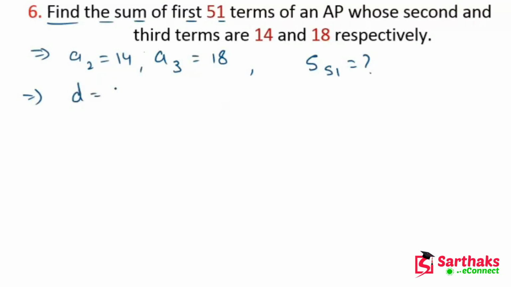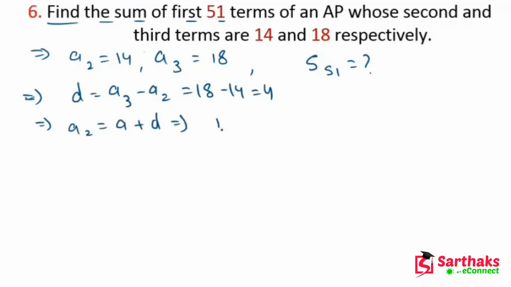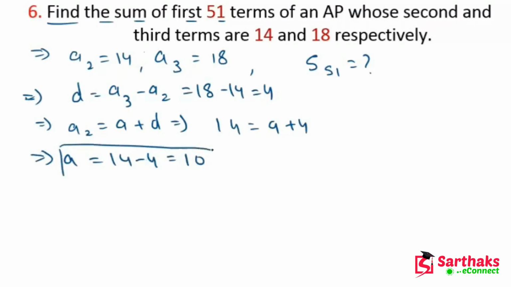So the value of d is, we know, A3 minus A2, very easy, which is 18 minus 14, which is equal to 4. Okay, now we have to find the value of a. What is the value of A2? Which is a plus d. Now 14 is equal to a plus 4. Now the value of a is equal to 14 minus 4, which is equal to 10. So this is our first term. Our first term is 10.